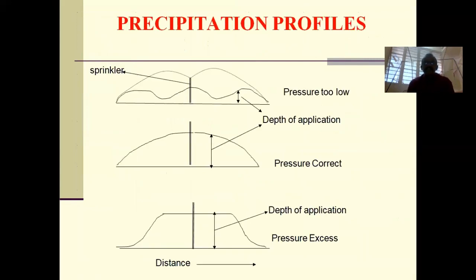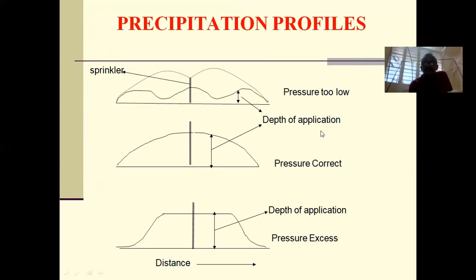And this slide shows how the precipitation depth will be at different locations from the sprinkler. So this is the sprinkler location, and this is the jet, and this is horizontal, and this curve indicates the depth of water that is obtained at each location. This diagram is for a twin nozzle sprinkler.